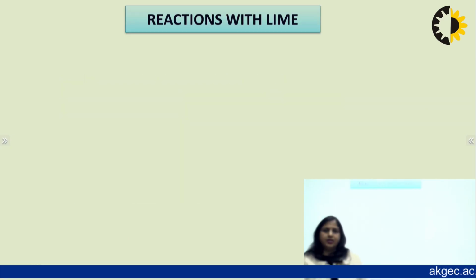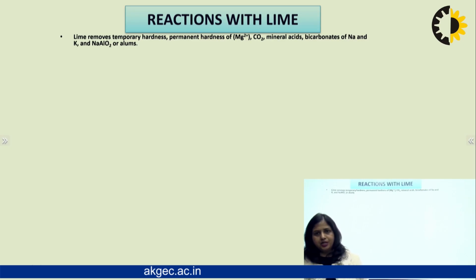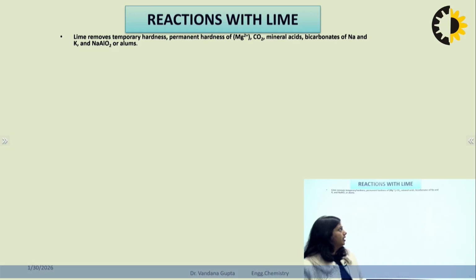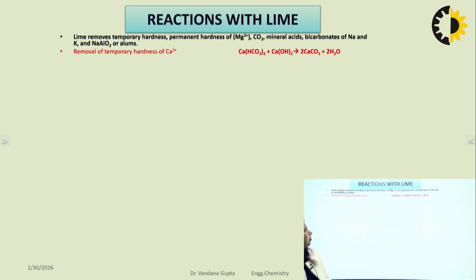Now we understand the chemical reactions involved in the lime treatment. Lime can remove all types of temporary hardness, calcium as well as magnesium. Lime can remove permanent hardness of only magnesium, carbon dioxide, mineral acids, bicarbonates of sodium and potassium, and coagulant. These chemicals are removed by the lime. We will see all the reactions one by one.